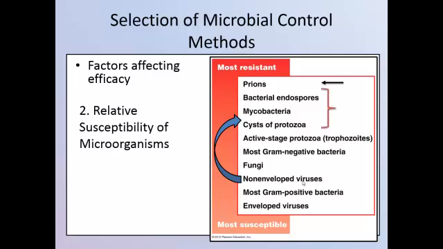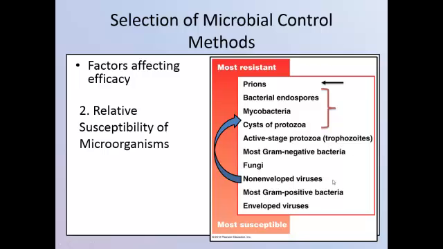Next are the difficult to control, and I'm going to include non-envelope viruses in that category. Now, I have basis for disagreeing with the book because I used to do disinfectant testing, and we would use a non-envelope virus, and it was right up there with the acid-fast bacteria, the mycobacteria. It's really hard to control with microbial control methods. So these are the difficult ones: bacterial endospores, mycobacteria, cysts of protozoa, and non-envelope viruses.